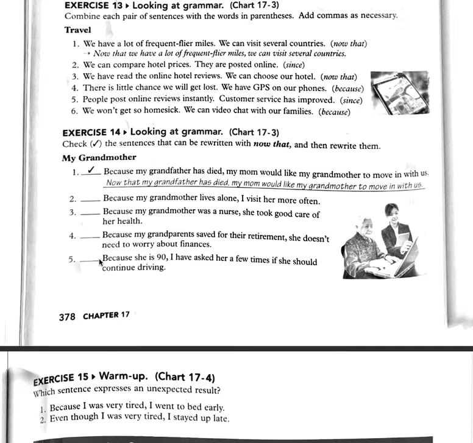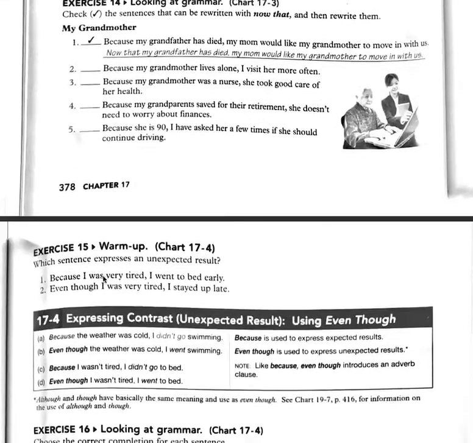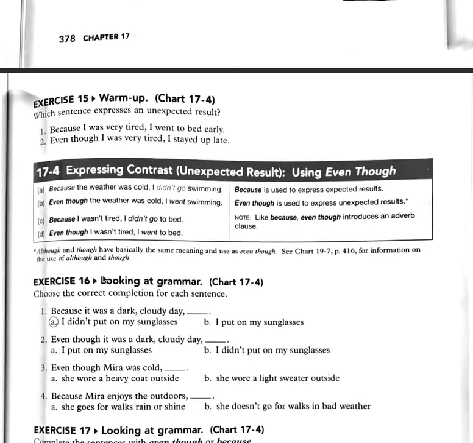Number 5. Because she is 90, I have asked her a few times if she should continue driving. So here you would cross out because, put a check mark. Now that she is 90, comma, I have asked her a few times if she should continue driving. So the changes are going to be for number 2 and number 5 only. Now we look at page 379.